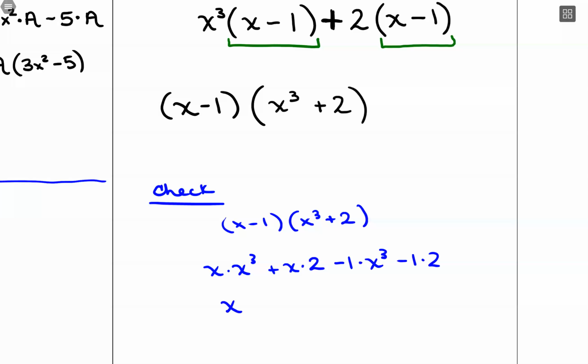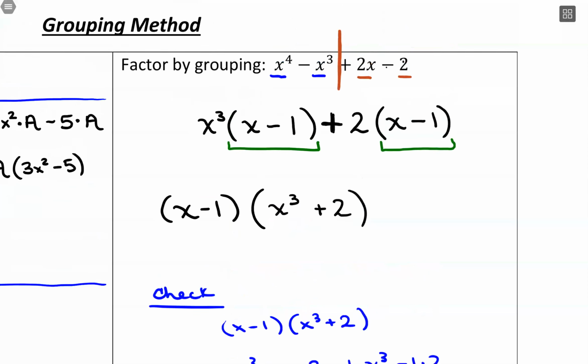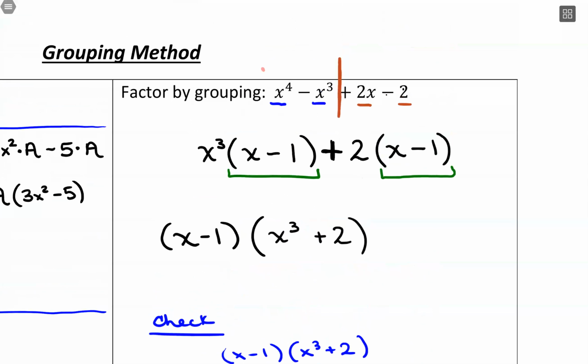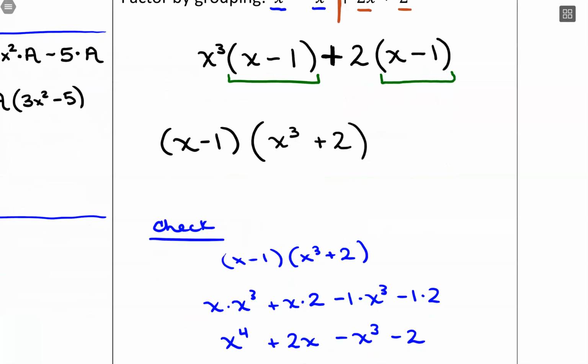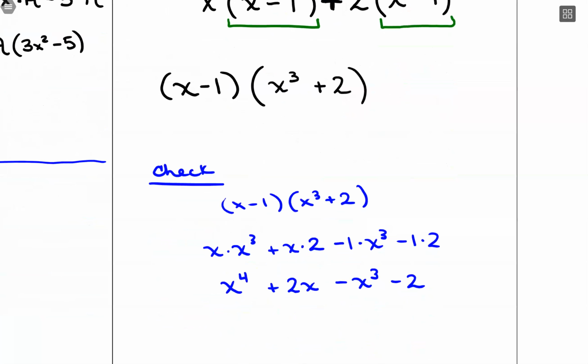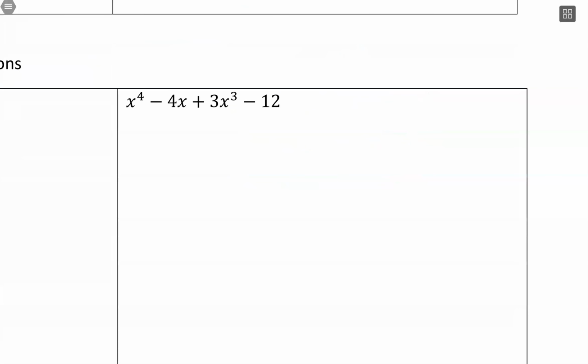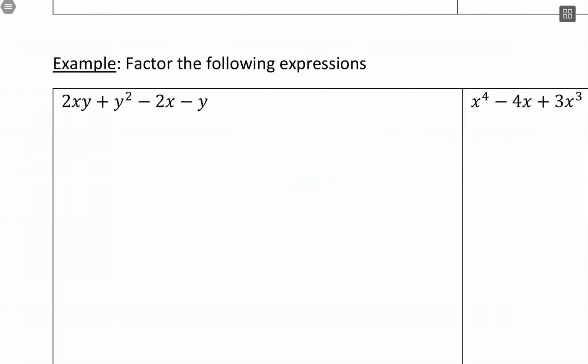So what we would end up with is x to the 4th plus 2x minus x cubed minus 2. And the order changed a little bit, but overall, it's the same expression as we started with. So we want the factored form, which is our answer here with the multiplication, but you can always check by foiling it back out. Okay, let's do this 2 more times here.